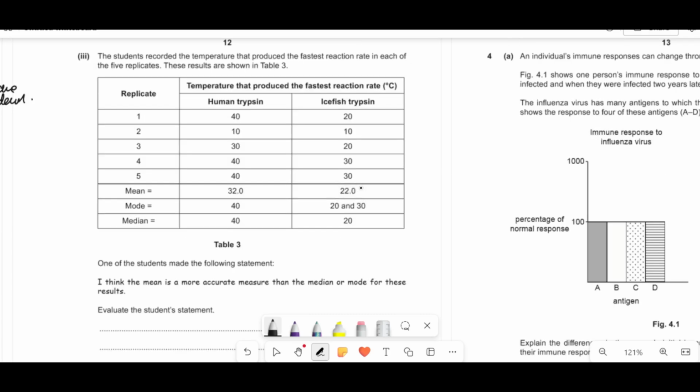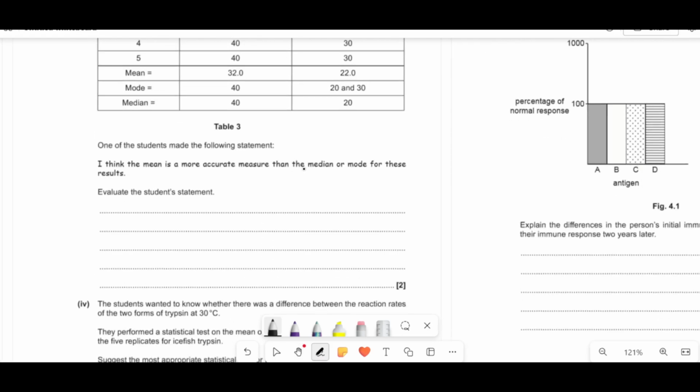So students recorded the temperatures that produced the fastest reaction rate in each of these 5 replicates, and this table 3 shows these results. Here are our replicates. This is the temperature that produced the fastest one. They've got the mean, median, and mode, whatever, right? So here we can see in humans, the fastest tends to be 40, 30, 40, 40, but there's a weird 10 here for some reason. Whereas in the ice fish tends to do best at like 30, 30, 20, 20, around that sort of thing, right? So the mean temperature to get the fastest rate in the human trypsin is higher than it is in the ice fish.